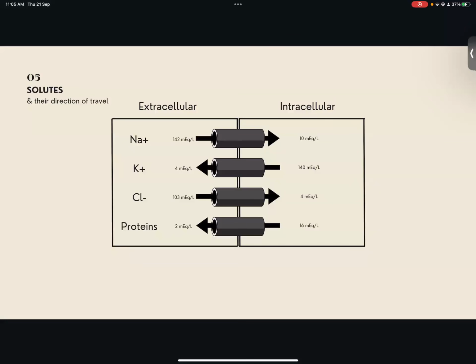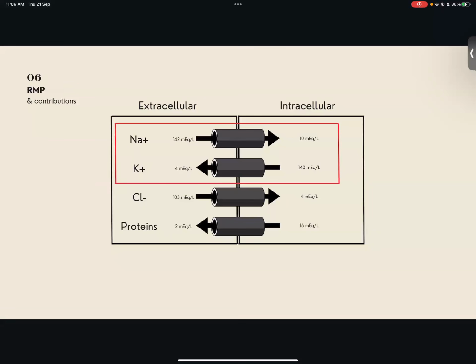So one way to remember the movement of these ions is that the P's are going out. P's being potassium and proteins. So potassium is going out, proteins are going out. Everything else, sodium and chloride, moves in. You can remember salt moves in, because NaCl, sodium chloride, is salt: salt moves in, P's go out. So sodium and chloride move in, and potassium and the proteins move out.